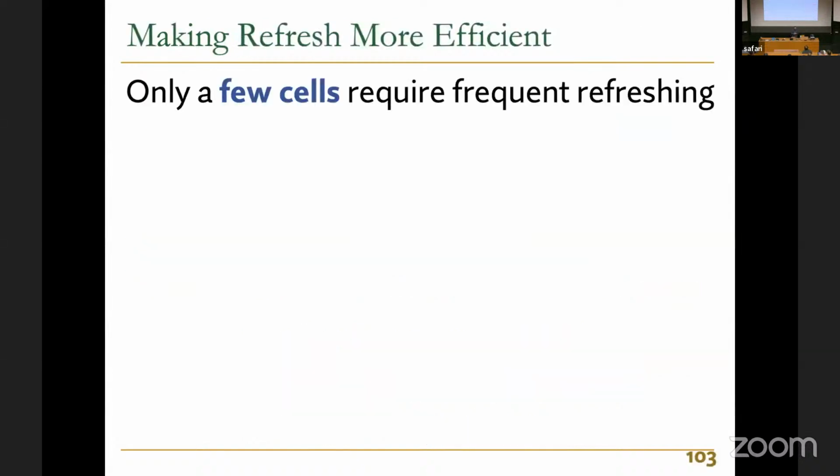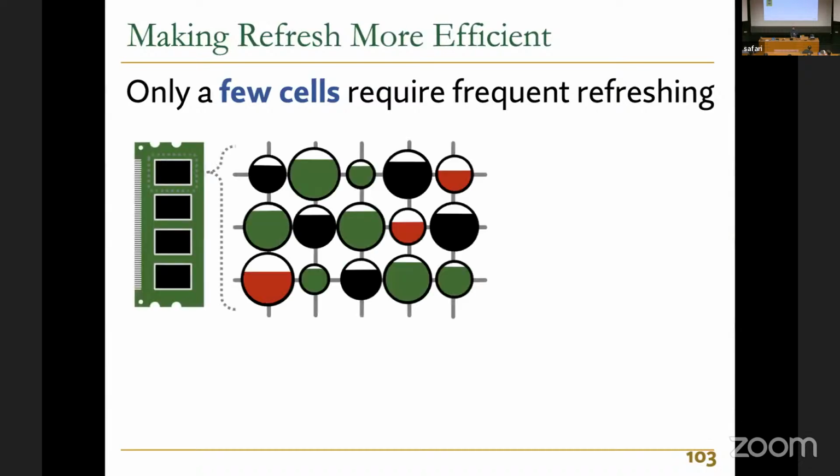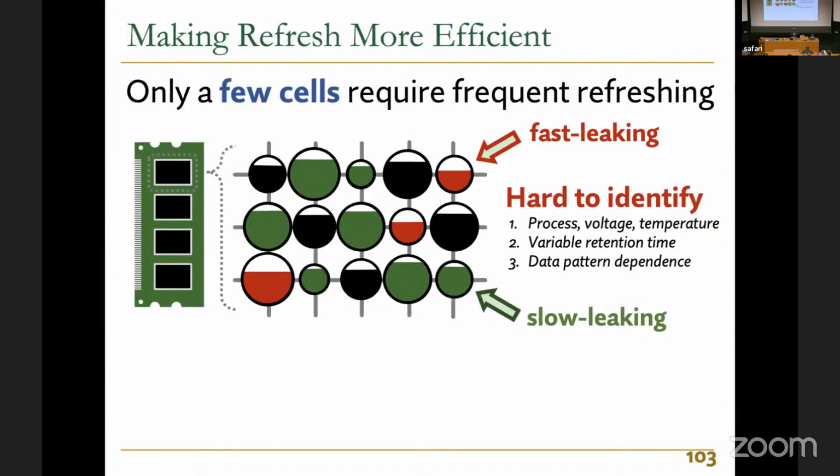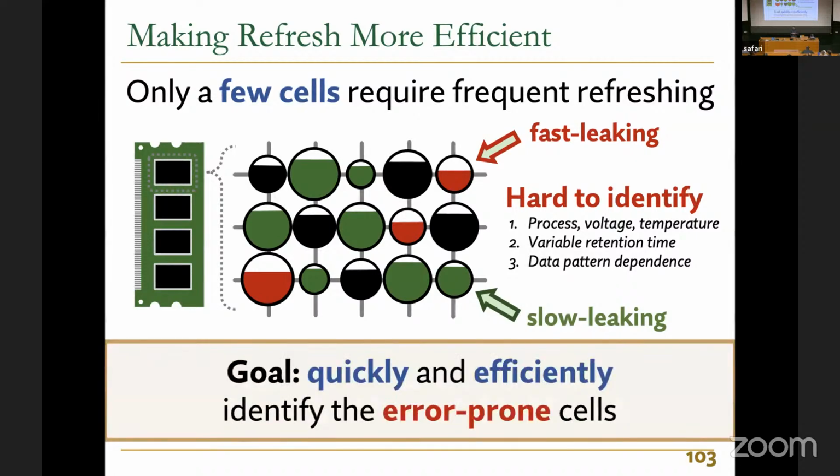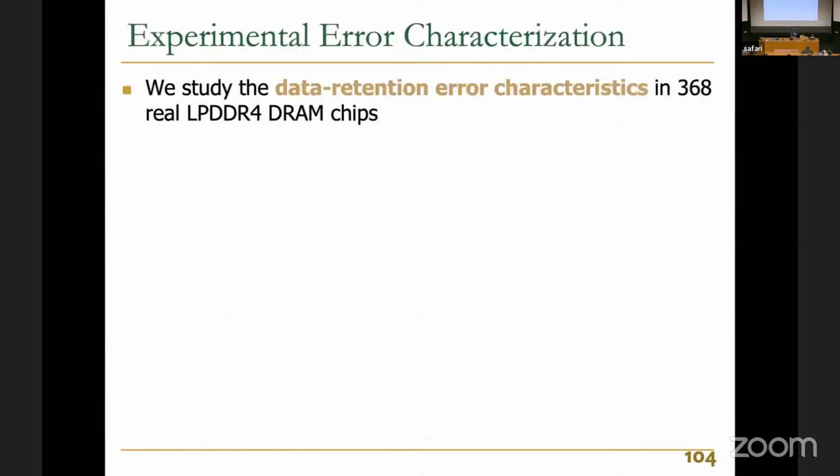It starts with the observation that only a few cells require frequent refreshing, as RAIDR showed before, because in a DRAM chip you have strong and weak cells. Weak cells leak fast, and strong cells leak slow. It's hard to identify which cells are which under different process variations, voltage, temperature, variable retention time, and data pattern dependence. So our goal in this work is to quickly and efficiently identify these error-prone cells.